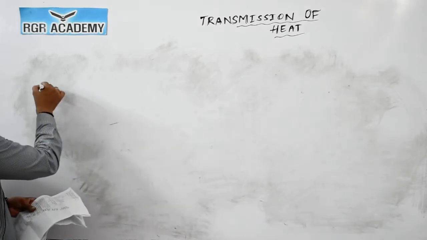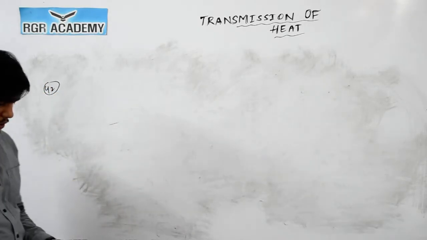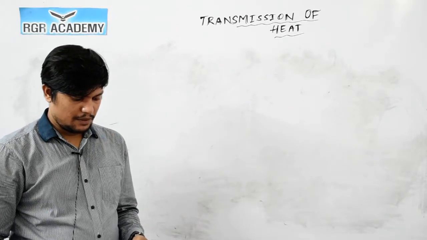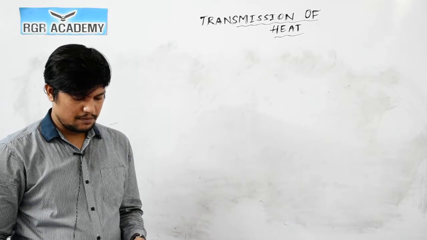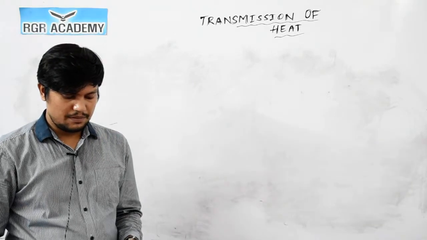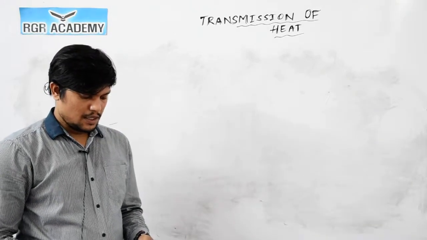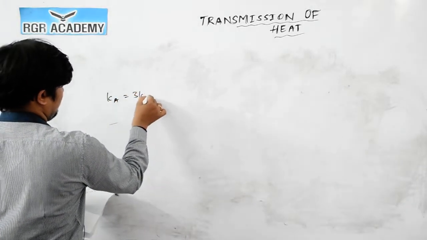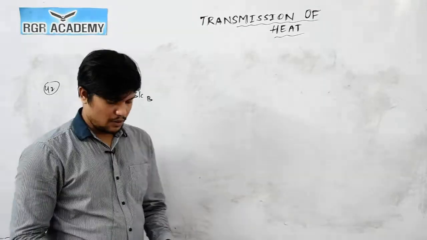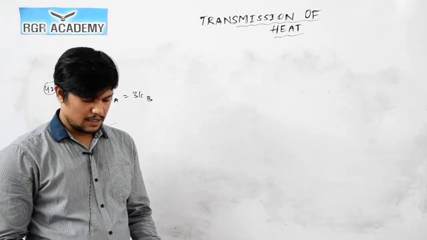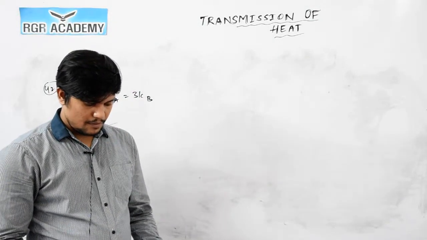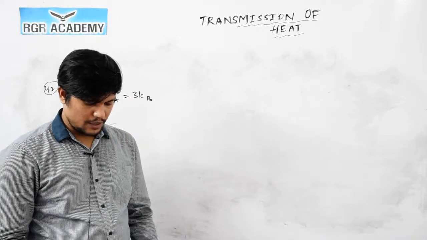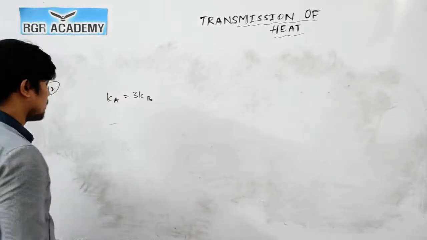So now question number 42. A wall has two layers A and B made of different materials. The thickness of both the layers is the same. The thermal conductivities of A and B are Ka and Kb, such that Ka is 3 times Kb. The temperature difference across the wall is 20 degrees Celsius. In thermal equilibrium, they are asking how much the rate of heat transfer through A is more than that of B. So we have to find the correct option.